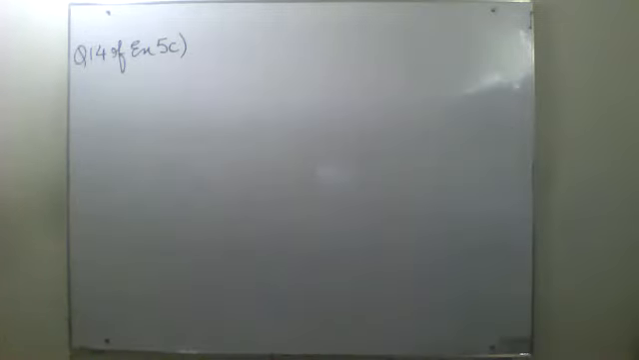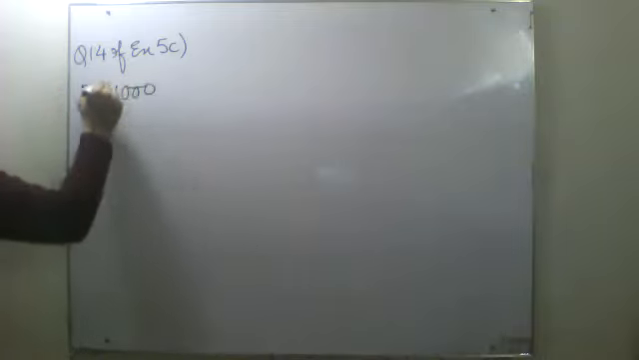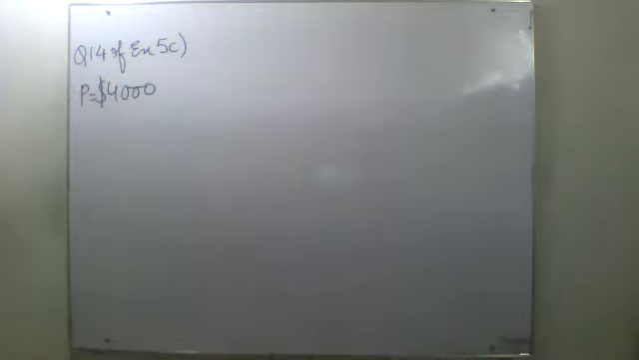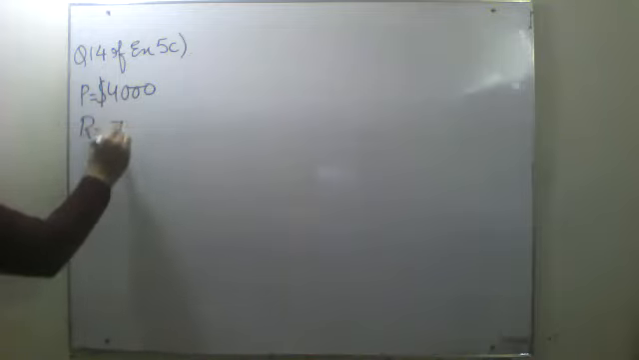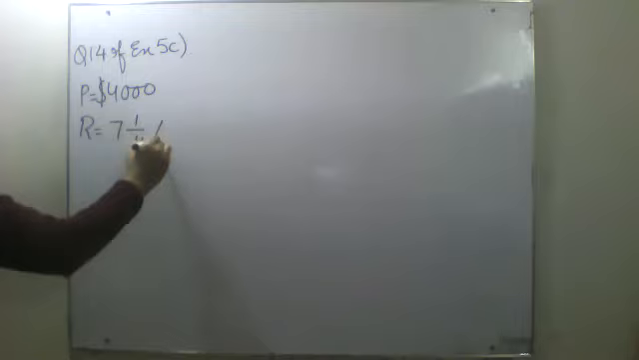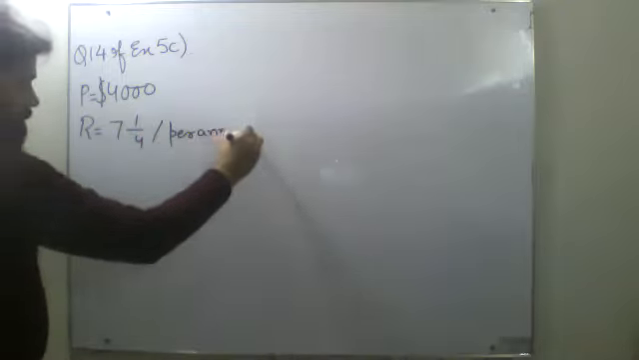Question number 14. The question says Jasmine invested $4,000. The investment amount is $4,000. Okay, which paid simple interest at a rate of 7 whole number 1 over 4. Rate of interest is 7 whole number 1 over 4% per annum. Okay.